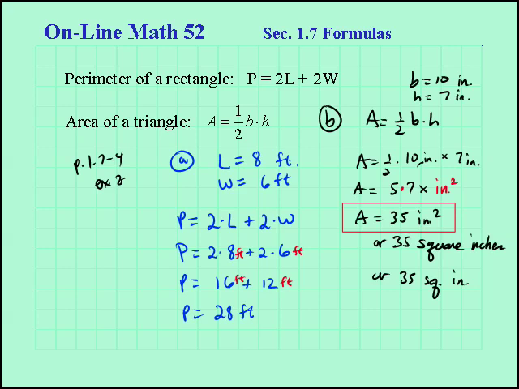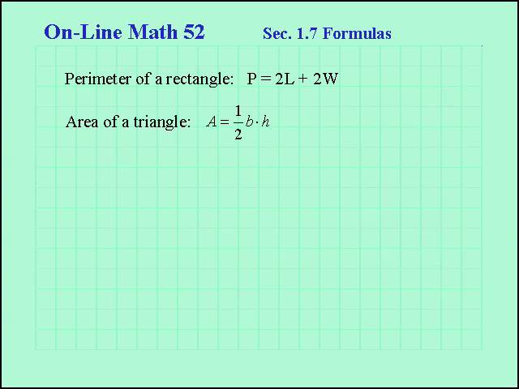I'm going to erase all this and go on to example 3, and I didn't include a formula, but I will in just a moment. Here's example 3 on page 5. We're asked to find the circumference of a circle. Circumference is like perimeter. It's the length around the object, circumference of a circle.